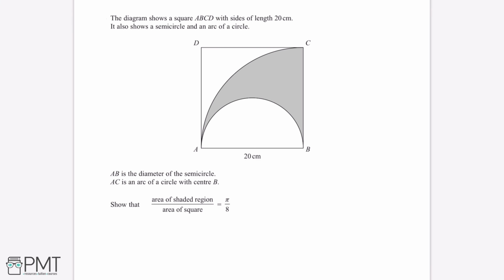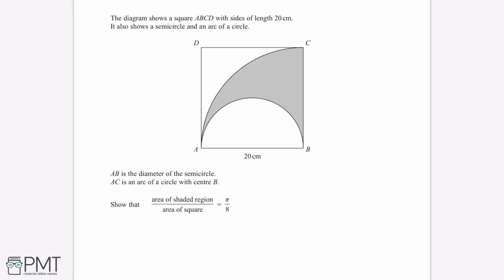The diagram shows a square ABCD with sides of length 20 centimetres. It also shows a semicircle and an arc of a circle. AB is the diameter of the semicircle, AC is an arc of a circle with centre B. Show that the area of the shaded region divided by the area of the square is equal to pi divided by 8.